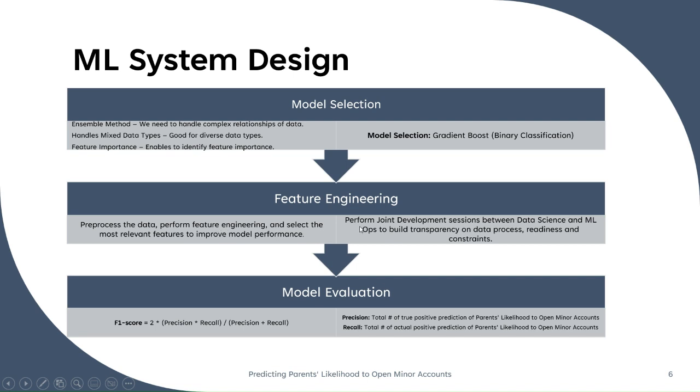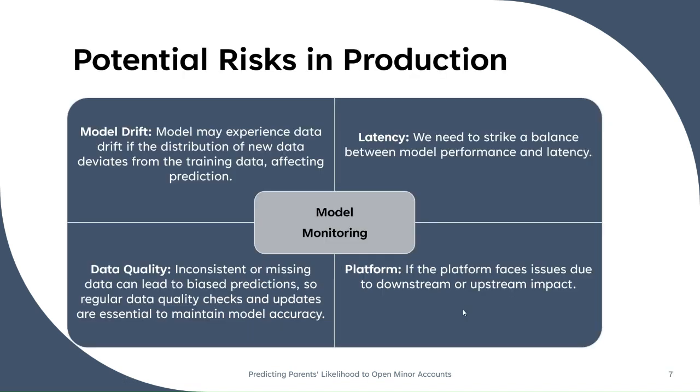At the same time, we will conduct a joint development session with our data science and machine learning ops teams to build transparency for data processing and readiness and constraints for deployments in the future. At the end, our model evaluation for the gradient boost will be on F1 score. Why? Precision will be the total of true positive predictions of parents' likelihood of opening an account, and recall would be the actual positives, which will give us the highest accuracy. Is the parent likely to open the account? Yes or no?